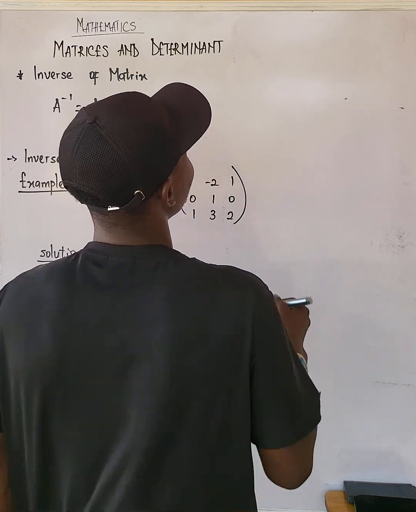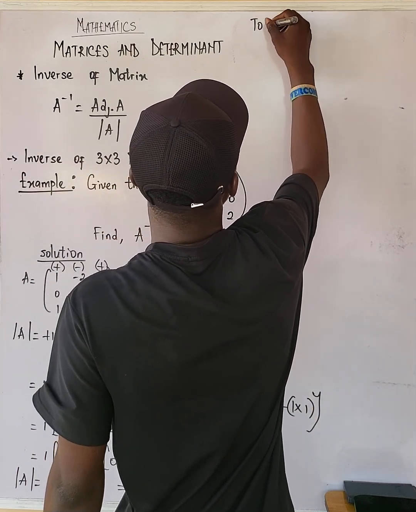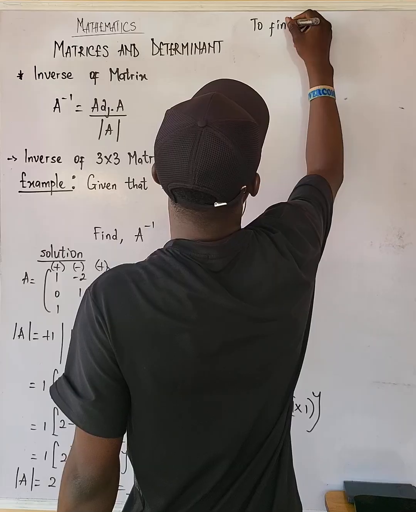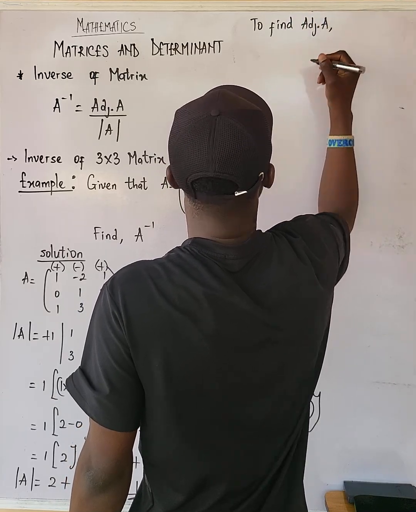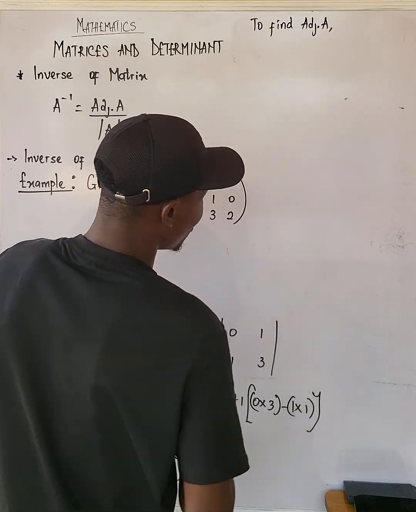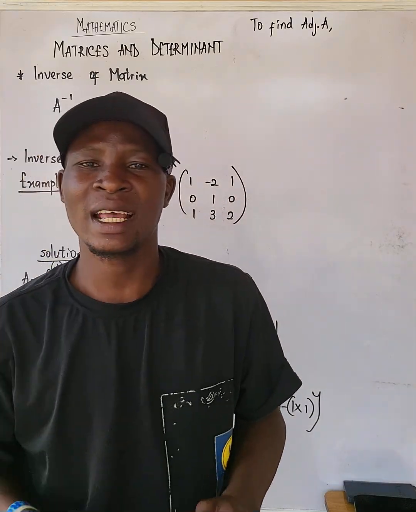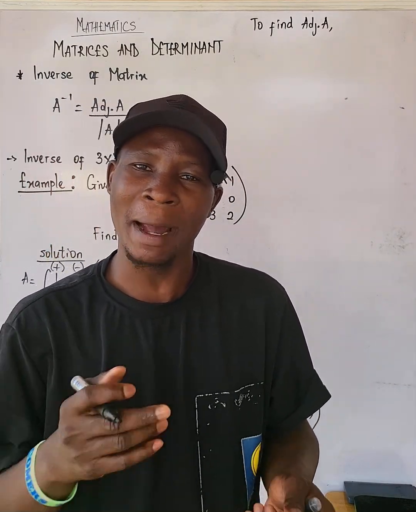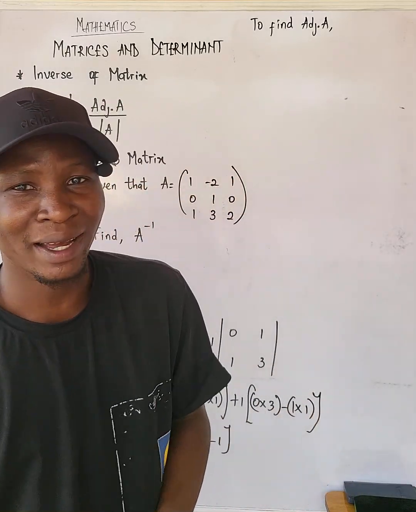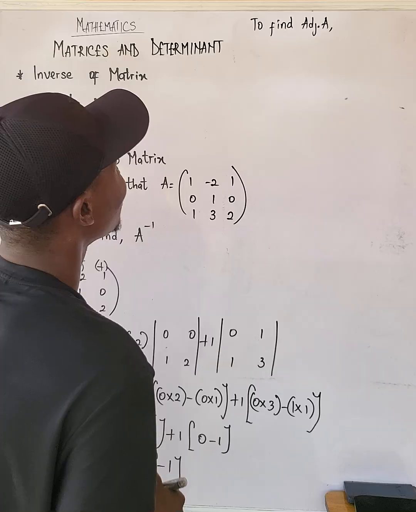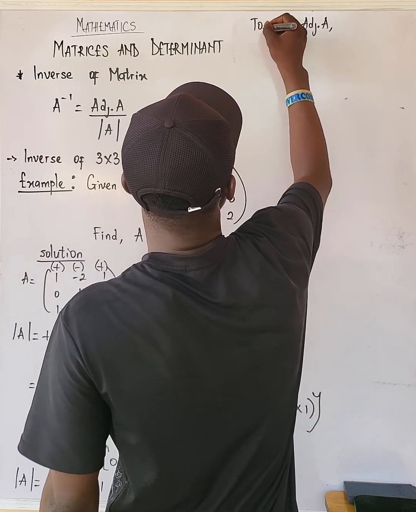So now, to find the adjoint of A. Now this is where the stress comes from. Don't forget that I said to get the adjoint, you have to first look for the minor, the cofactor, and you transpose it. That's how you get the minor, and that's how you get the adjoint too. Now let's go through the stress.